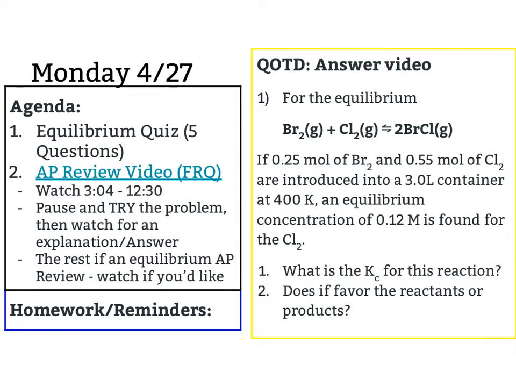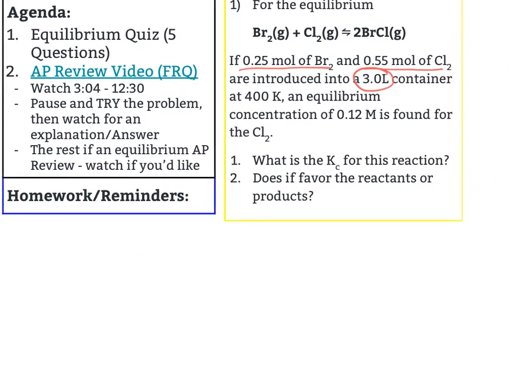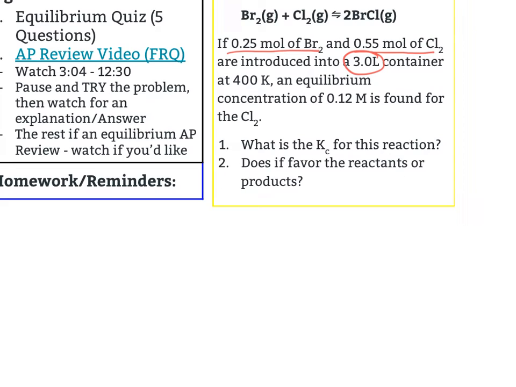So we're given a lot of different information. We're given the moles of Br2 and the moles of Cl2, and we're told it's a 3-liter container. Remember, when we do the equilibrium expressions, we're doing those expressions in molarity, and so we need to get this to molarity. And then we're going to use an ice table. So let's look at this here.